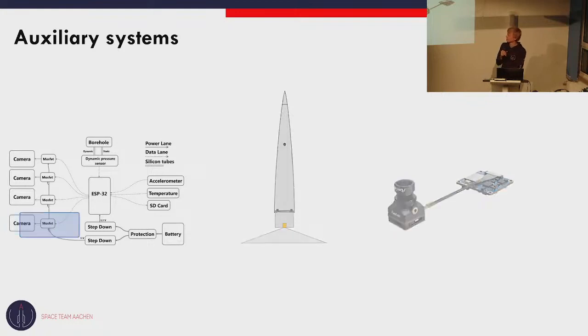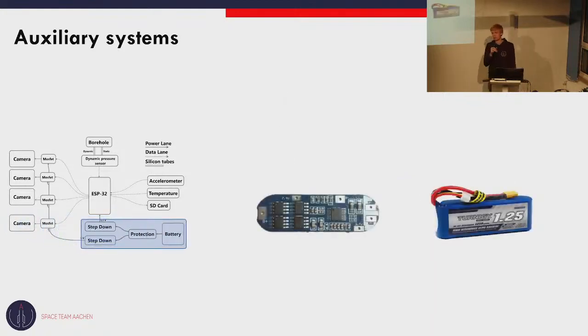That brings us to the last system of the auxiliary systems, which is power. We are using just 1 battery because it's not mission critical. And we are using basically the same system as before with step-down converters and off-the-shelf battery management systems.